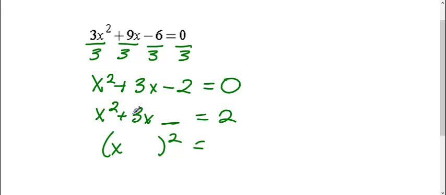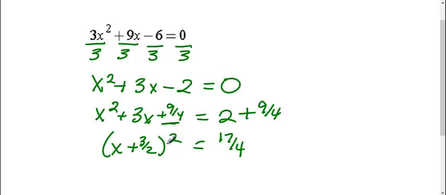We take half of 3, that number goes there. So half of 3 is 3 halves. Then I'm going to square 3 halves. 3 halves times 3 halves is 9 fourths. What I do to one side, I have to do to the other side. Now when I add 2 plus 9 fourths, I get 17 fourths. Now I have it set up with a perfect square here.